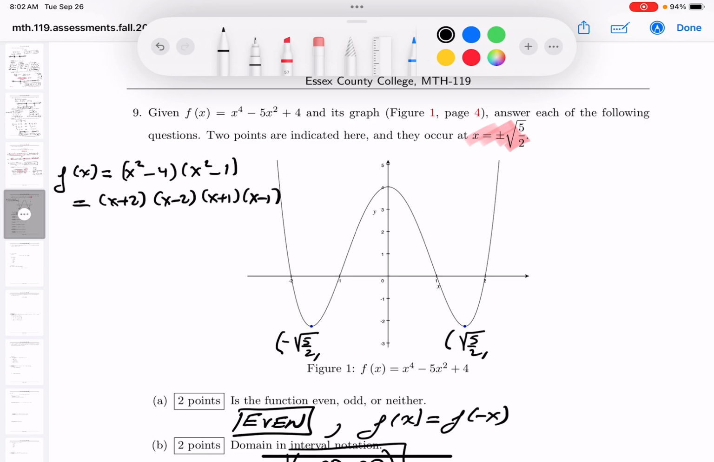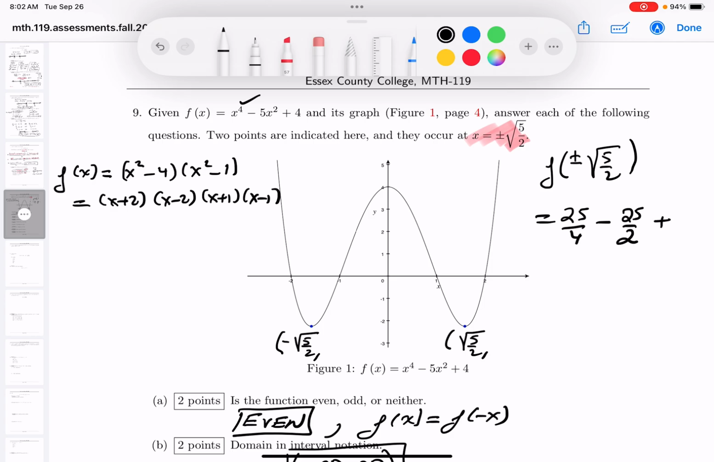What's nice about the function is I could plug in minus or plus root 5 over 2. Why can I do that? Well, it's 4th degree, so I'm getting an even function, and I'm expecting the same result. What do you get when you take that to the 4th power? That's 25 quarters. Minus, well, 5 times that thing squared is going to be 25 halves.